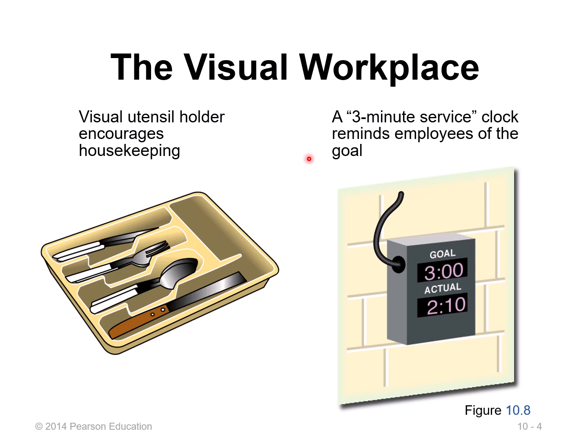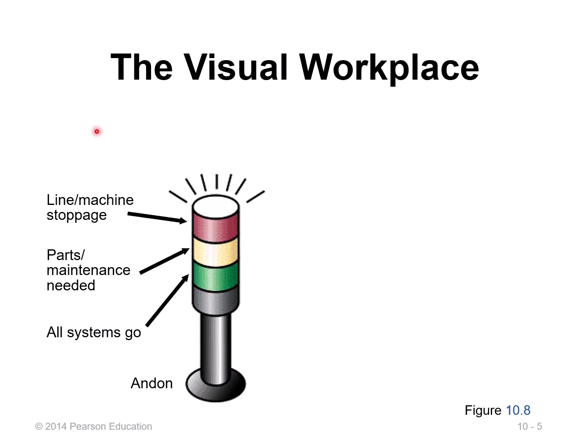Let's explore how visual signals help streamline operations in a workplace. On the left, we have an Andon system, which is a real-time visual signal used in manufacturing. It alerts support personnel to specific issues such as a line machine stopping, parts or maintenance needed, or all systems go for normal operation. By using these signals, teams can quickly identify and respond to problems, reducing downtime and improving efficiency.